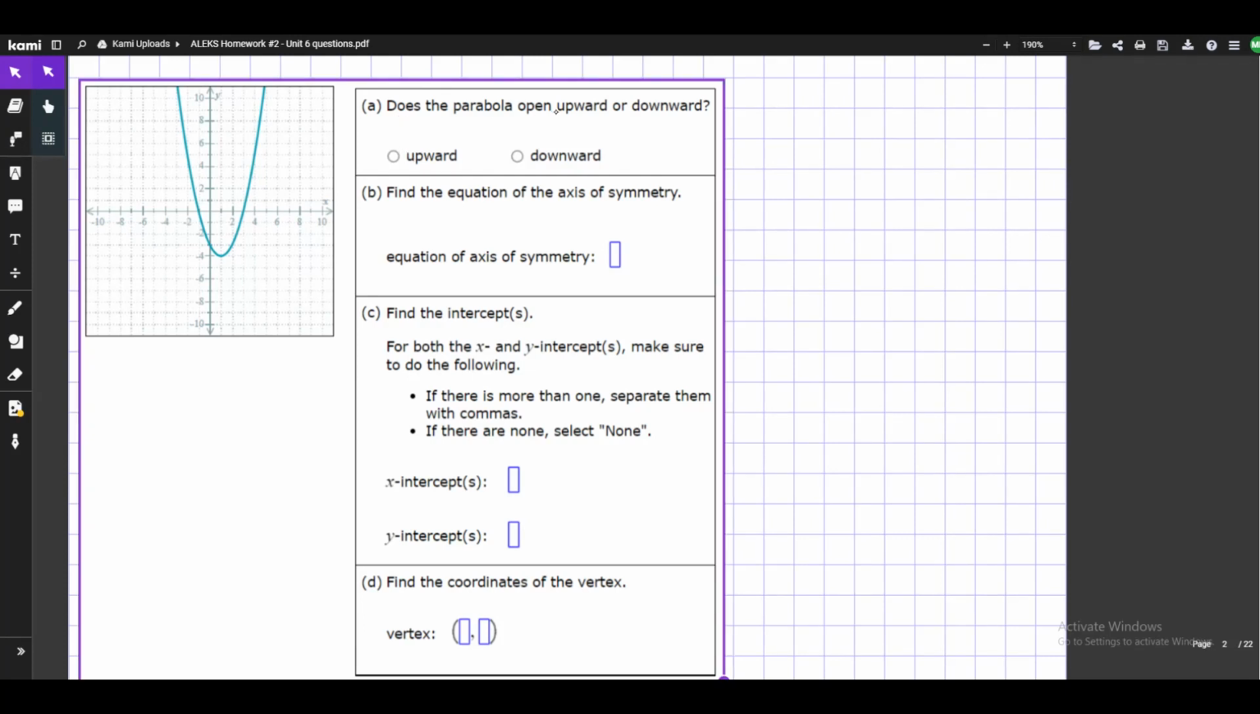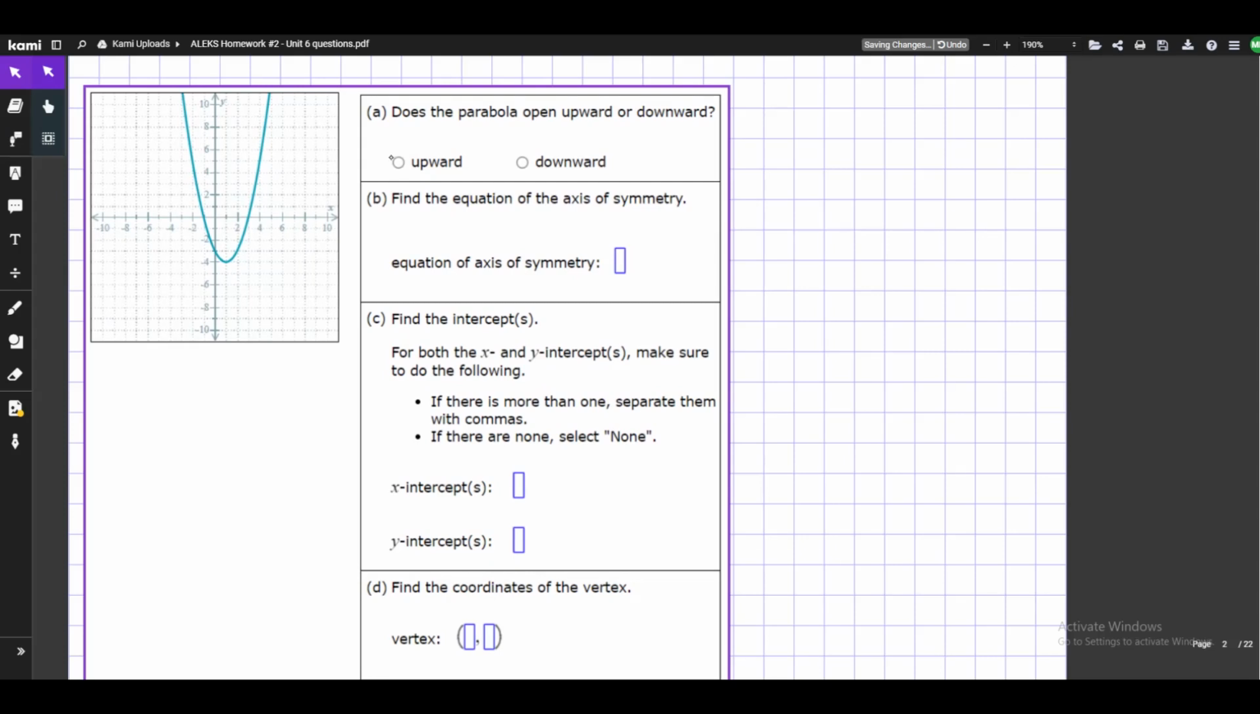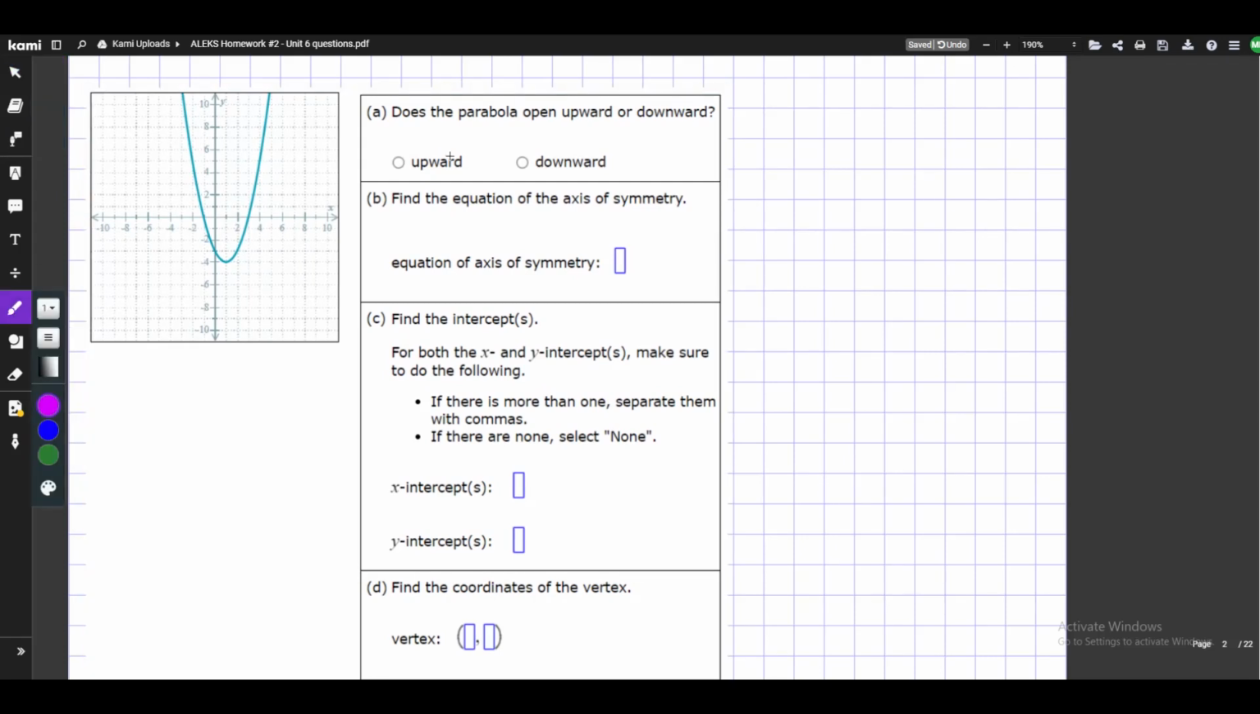So does the parabola open upwards or downwards? Hopefully we can see that it is opening upwards. So we are going to write that on it. So it is upwards. Write the equation. So we see this word equation, and this is one of the times that the system isn't giving you all of the information. So we're actually going to write an equation.